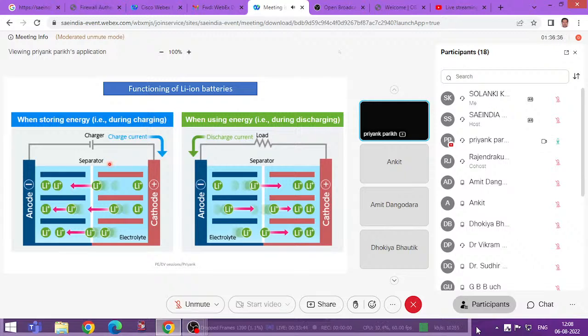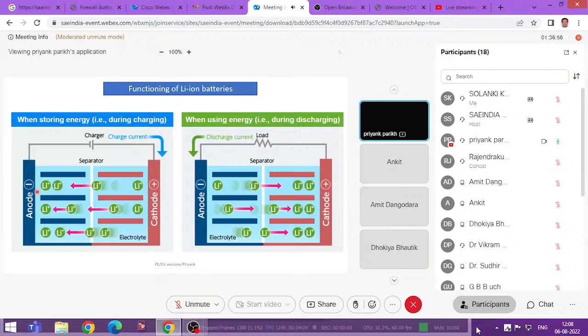And when the lithium ion reaches the anode, the electron, fulfilling its function, also reaches the anode. Here again, the ions and electrons combine to form an atom at the anode. So this is the completion of the first cycle. During continuous charging, this process keeps on happening.